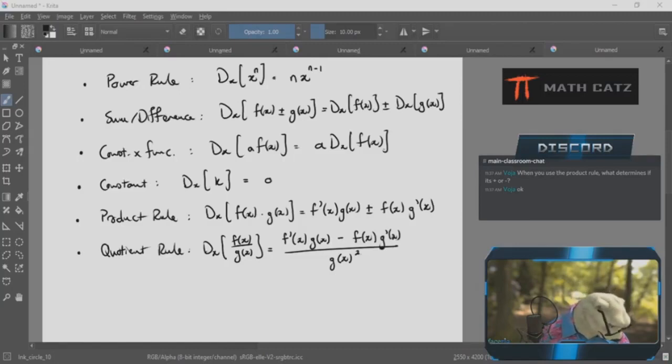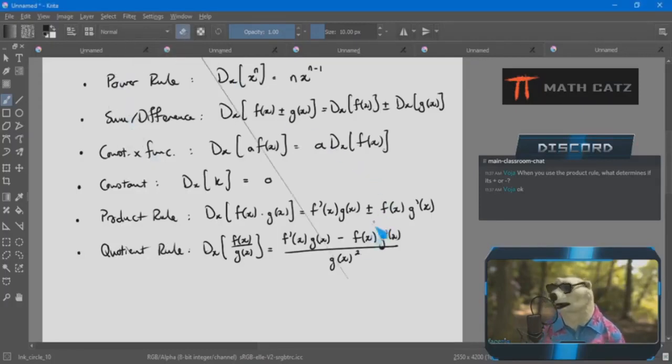When you use the product rule, what determines if it's a plus or a minus? The proof... Oh, I'm sorry. I am thinking of something else. I'm sorry. That is always a plus. Always a plus. I was channeling the sum difference property. The product rule has always a plus. The quotient rule always has a minus. So in the case of the quotient rule, it's especially important then to have the derivative of the top times the bottom be the first term.